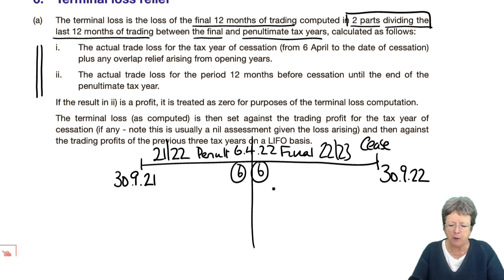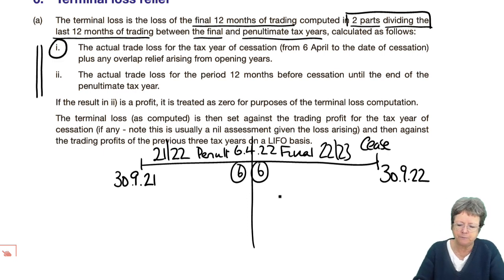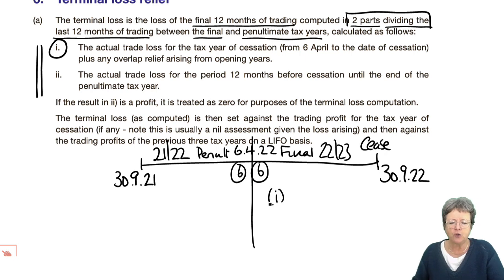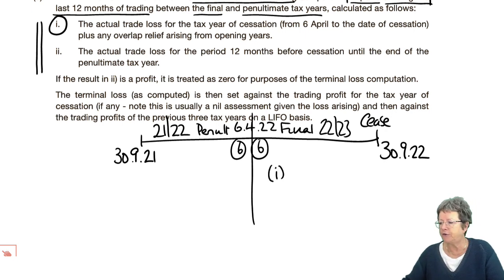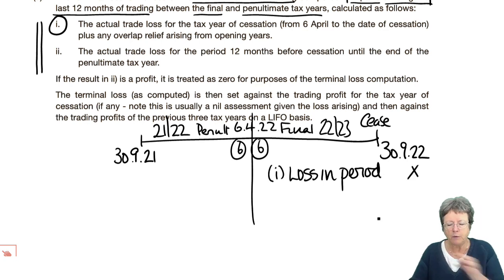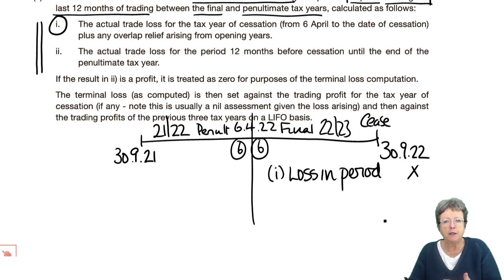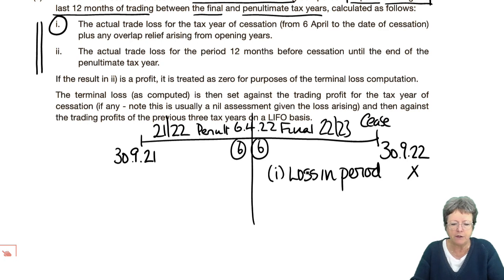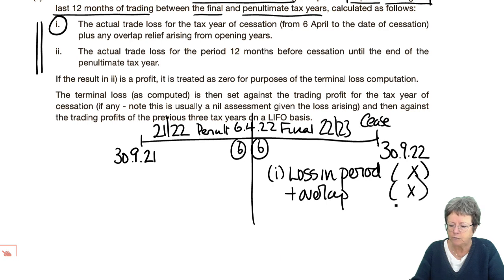Now, the first part, this first part here, the actual trade loss in that year of cessation. So it's the loss in this period. So whatever months it is, we've got an example later, you'll see how that works. So it could be a 6 month period, it could be 6 12ths, various, and any overlap. So that's your first stage, that's number one.